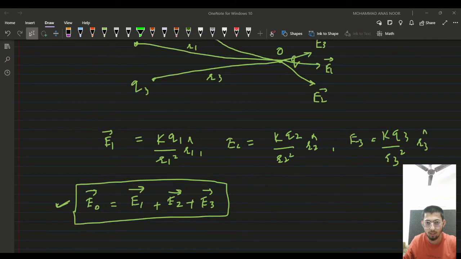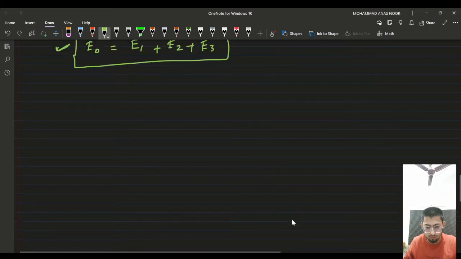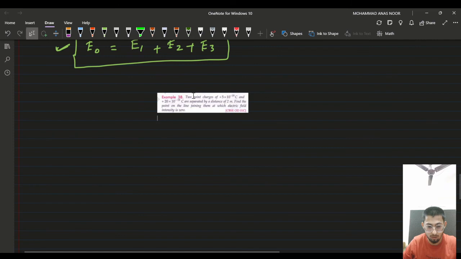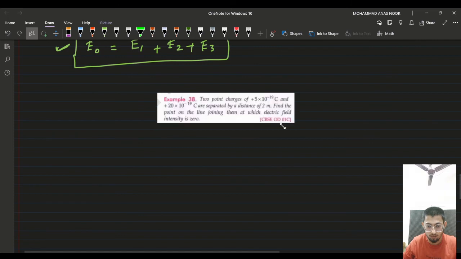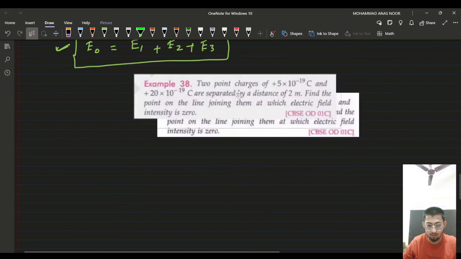Okay, so let us do another question. Can you hear me? Okay, so let us do this one. This is a good question. You will understand a concept or two about electric field.